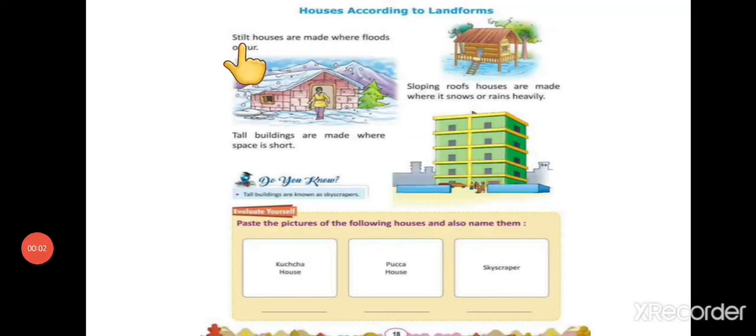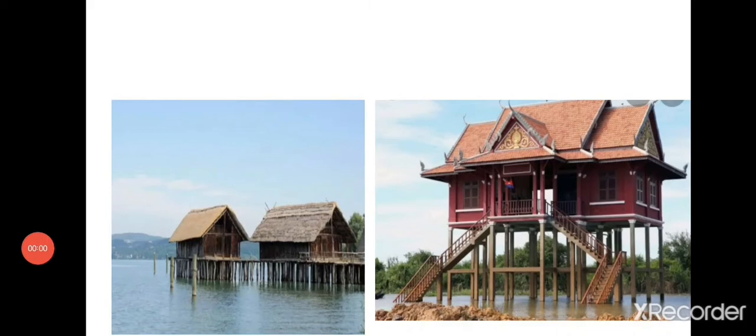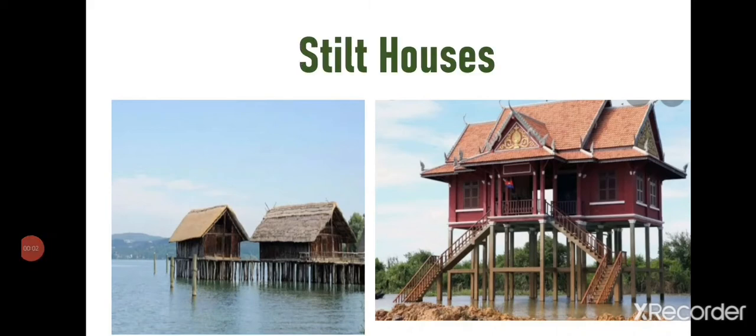In this portion, we will learn about stilt houses, sloping roof houses and tall buildings. So let's start with stilt houses. Stilt houses are made where floods occur. So first we know about stilt. Stilt means kind of poles that support a house.